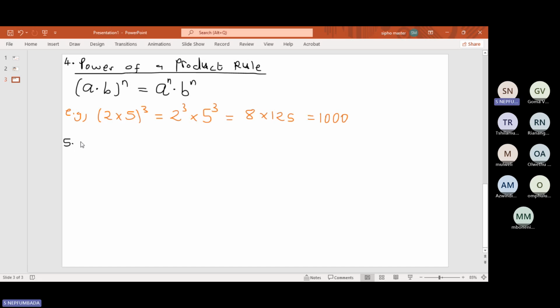So number 5, we're still just introducing the laws of exponents so that when we do questions that require laws of exponents, we will be safe. So let's go to the power of a quotient rule.